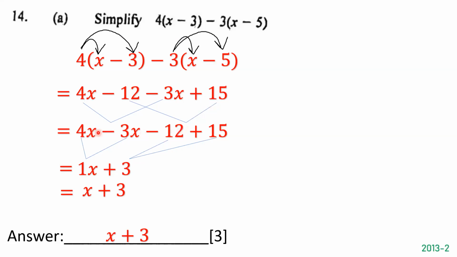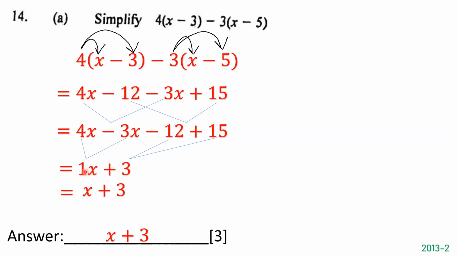And so we have 4x minus 3x. These are like terms. And we have negative 12 plus 15. These are also like terms as well. And so we say 4x minus 3x. That's easy because 4 minus 3 is 1. And we keep the x. So 4x minus 3x is 1x. And then we say negative 12 plus 15. And negative 12 plus 15 is definitely positive 3. So we bring that down. And so we have 1x plus 3.